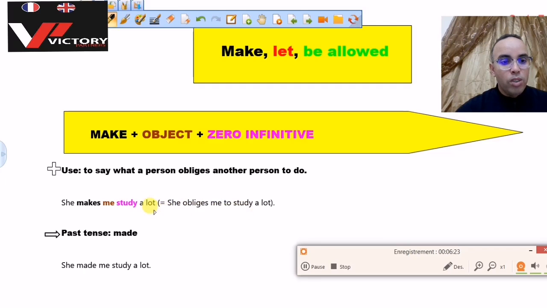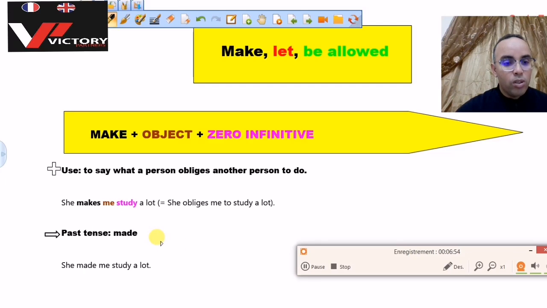Okay, let's talk now about the use. When do we use this word, or what is the meaning of this word in this sentence? So we use make to say what a person obliges another person to do, or what a person forces another person to do. So this sentence means here she obliges me to study a lot, or she forces me to study a lot. This is when we are talking about the present tense, of course.